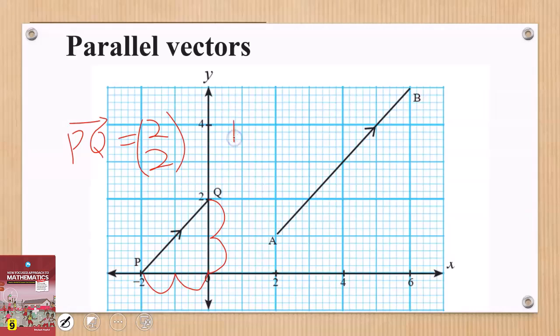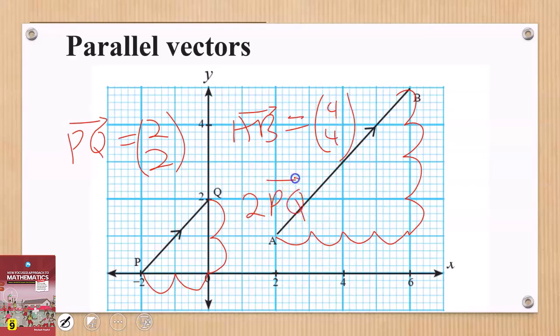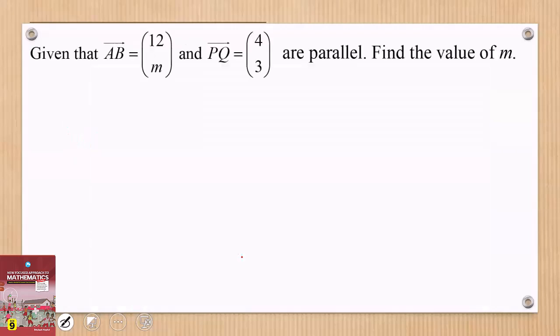Then let's see vector AB. Starting from here, we have 1, 2, 3, 4, and then 1, 2, 3, 4. And that gives us (4, 4). So we can see that if I multiply PQ by 2, I will get AB, which means the scalar multiplication of vector PQ gives us vector AB. That means algebraically too, it's a proof that the two vectors are parallel. Good, they are parallel. Now let's use this idea to solve a question like this.